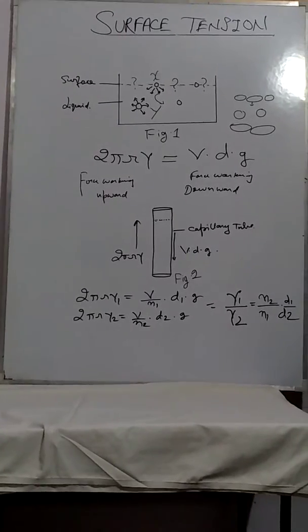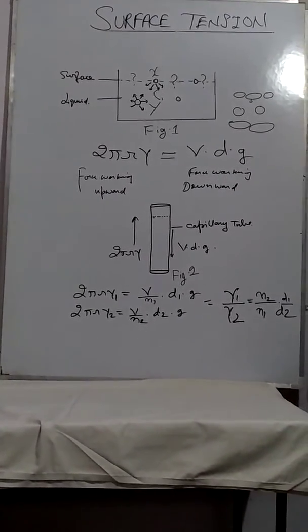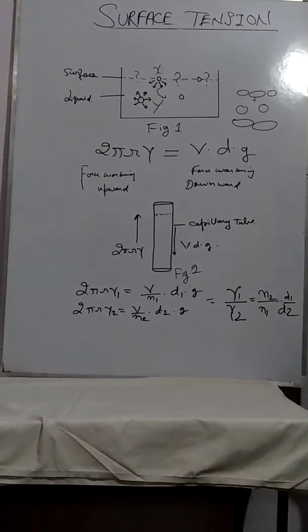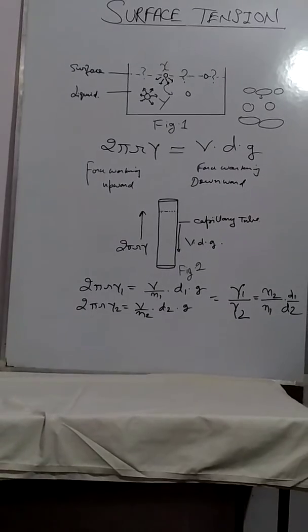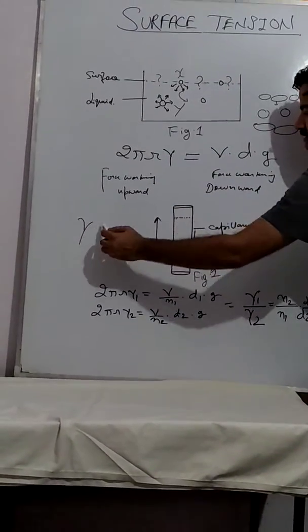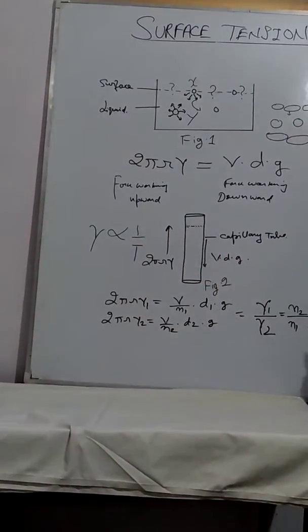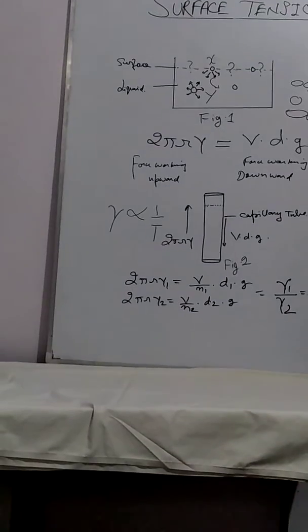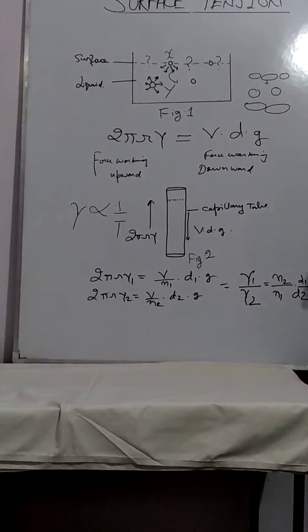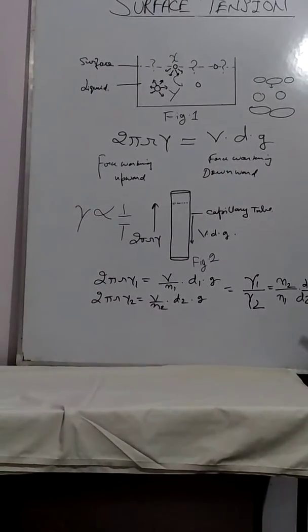Now, what are the factors which affect surface tension? Temperature is the most important factor which affects surface tension. How? The relation is that γ is inversely proportional to temperature. It means with an increase in temperature there would be a decrease in surface tension. If you increase the temperature of a liquid, there would be a decrease in surface tension.